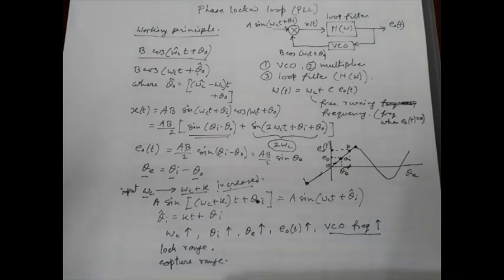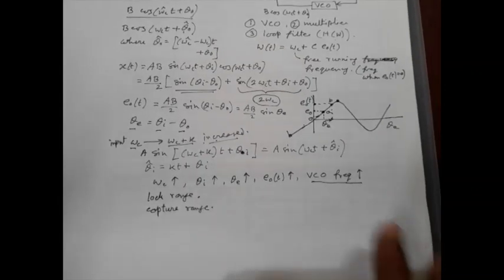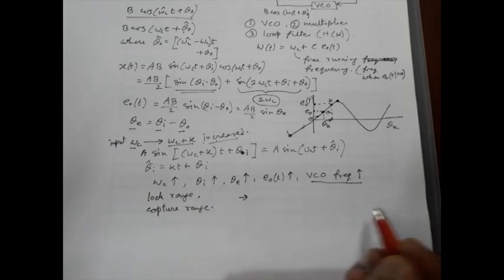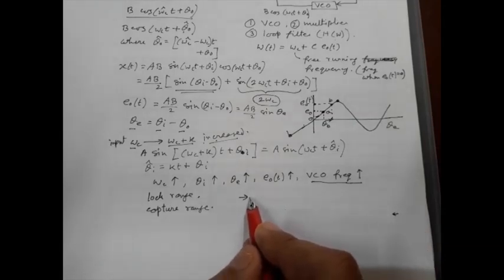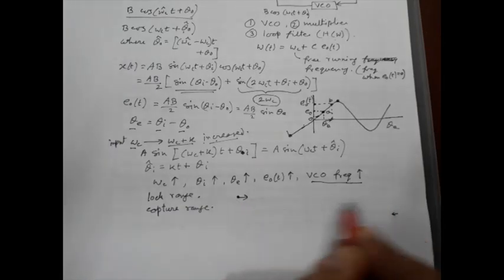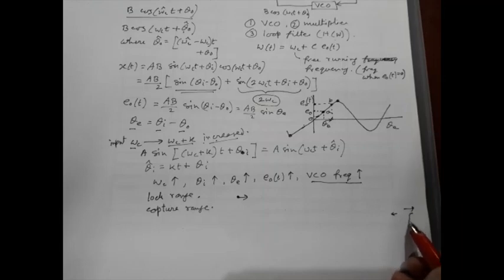So let us consider a hypothetical experiment with PLL. In this experiment, first we increase the incoming frequency from a lower value to a higher value, and then we decrease the incoming frequency from a higher value to a lower value. Let us see what happens when the frequency is increased from lower value to higher value. That means it is moving in the positive direction. High frequency, this is the frequency axis, so the frequency increases in this direction.